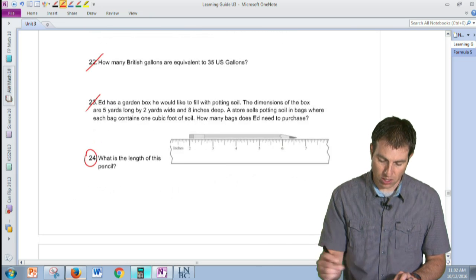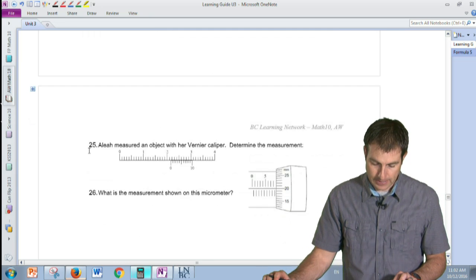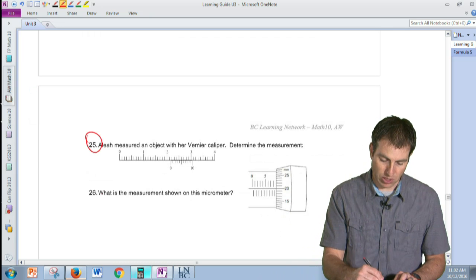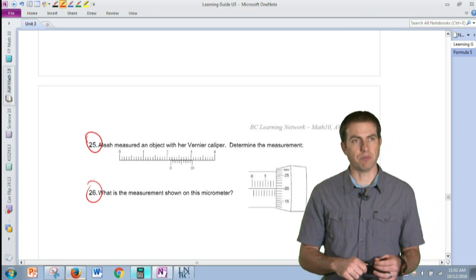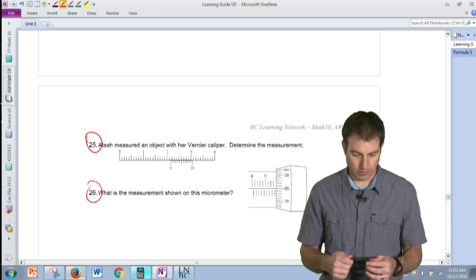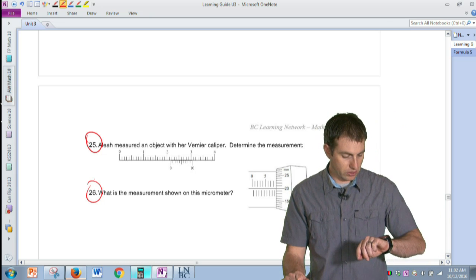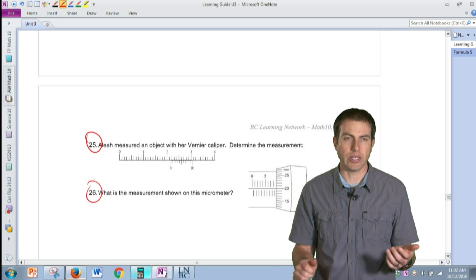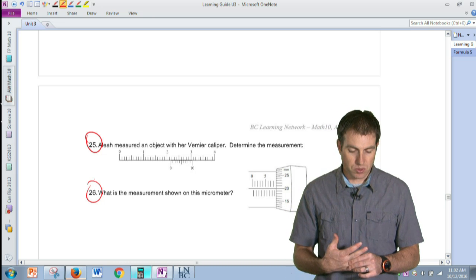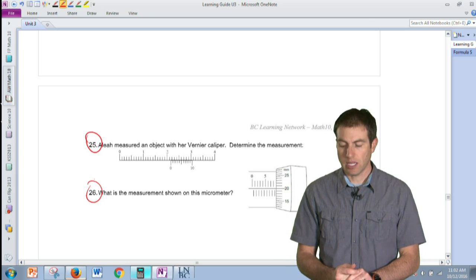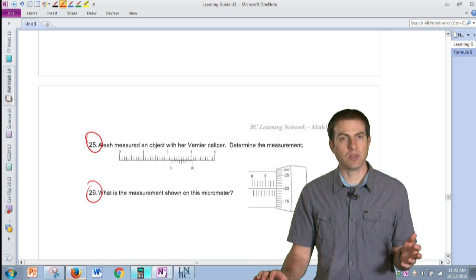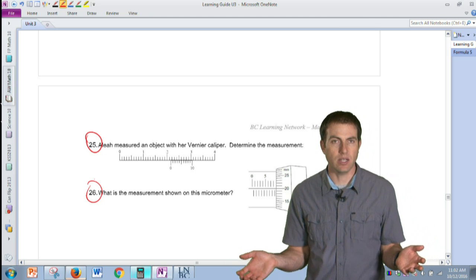24 shouldn't take very long, just the length of a pencil. And then 25 and 26, just have a go at these in terms of measuring those distances. So what I'm going to do is maybe we'll give you guys a few minutes. We're going to go to 11:30. What I'll do is maybe give you 15 minutes, and all I want you to do is just go through as many questions as you can.